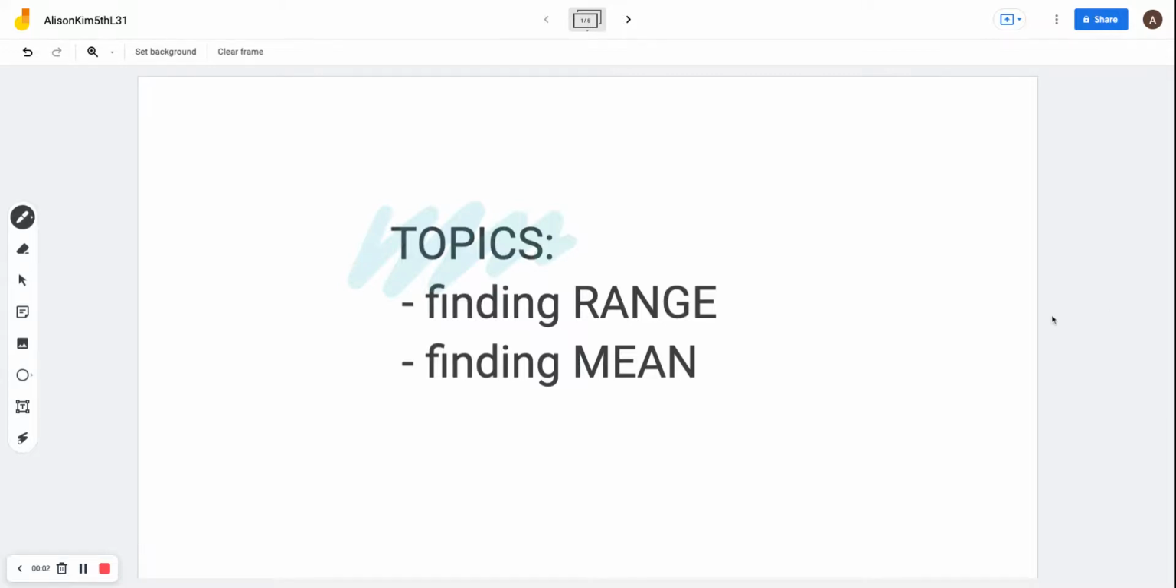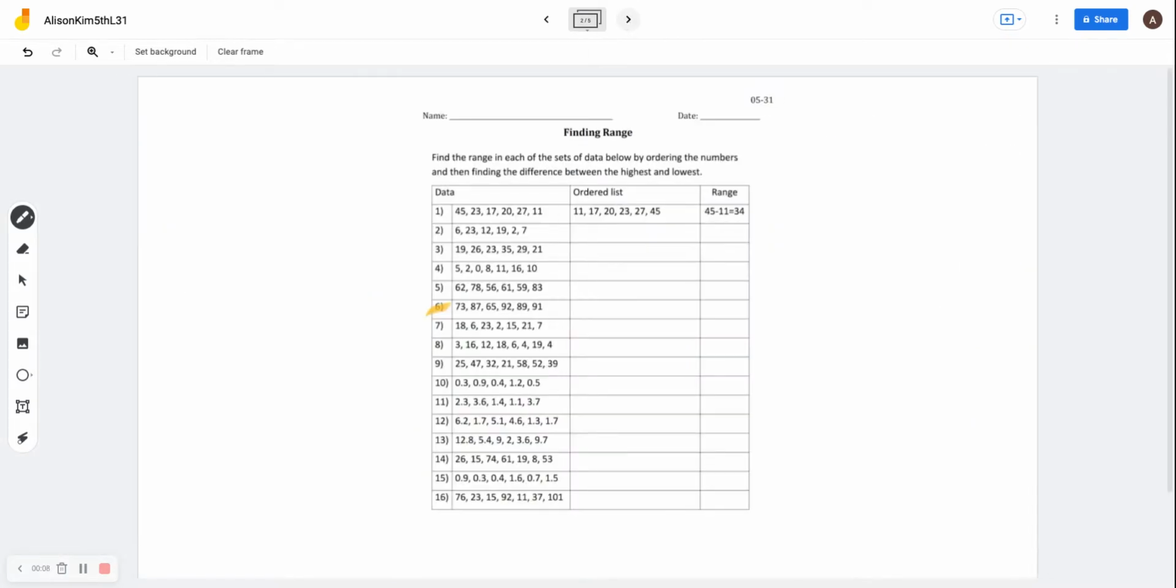Hi, fifth graders. Today's topics are going to be finding range and finding mean. So, range, let's start off with what range is. Range is just basically subtracting the smallest number from the largest number in the given group. So, looking at this example, let's do exactly what it did.